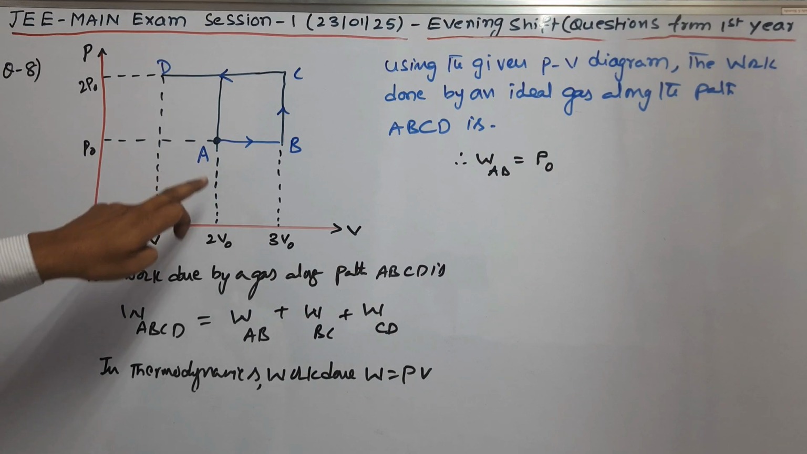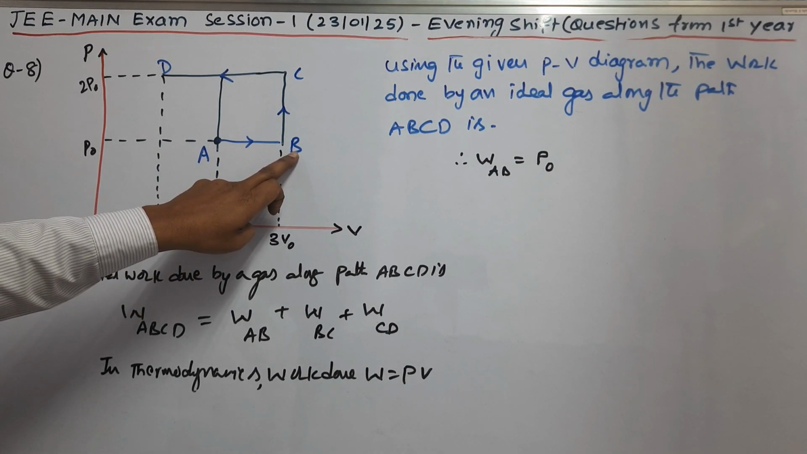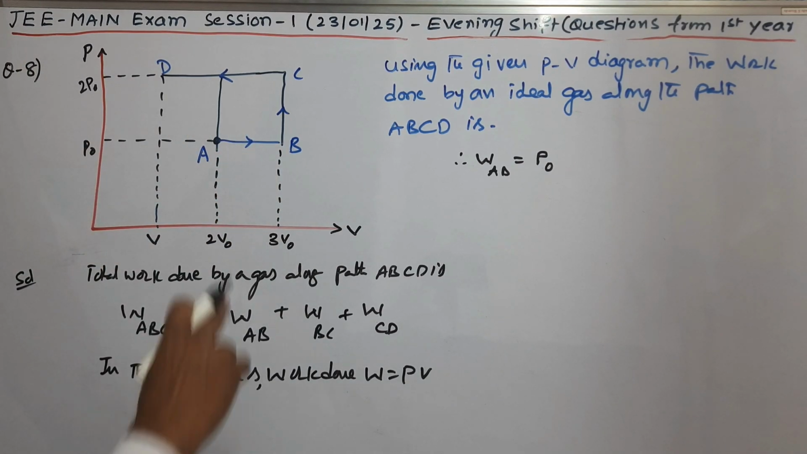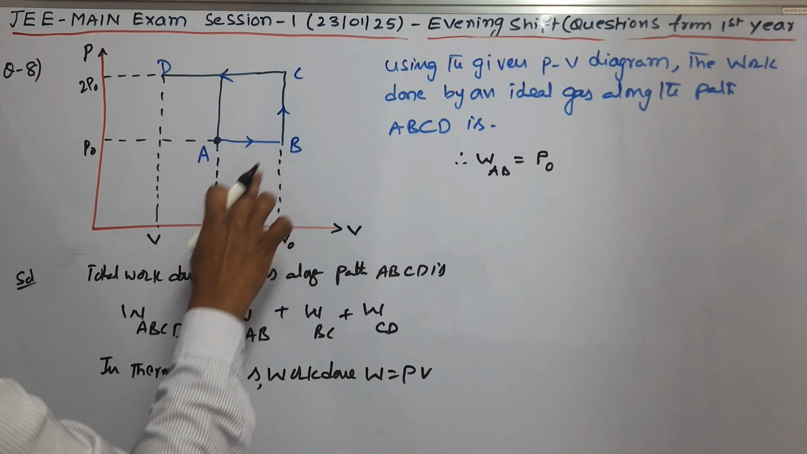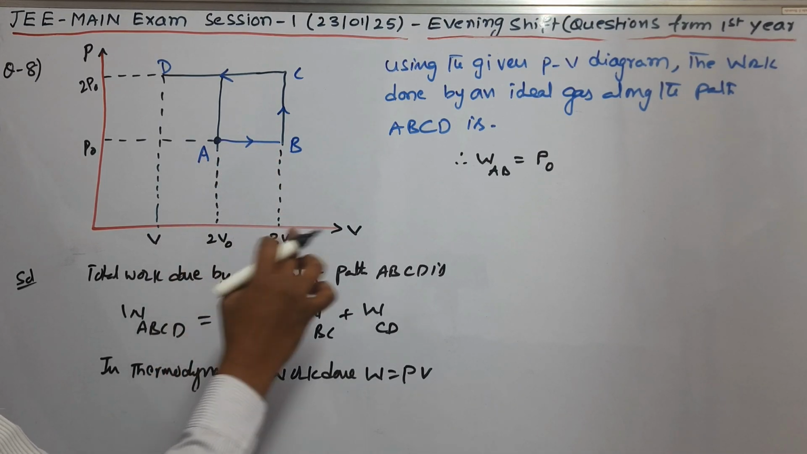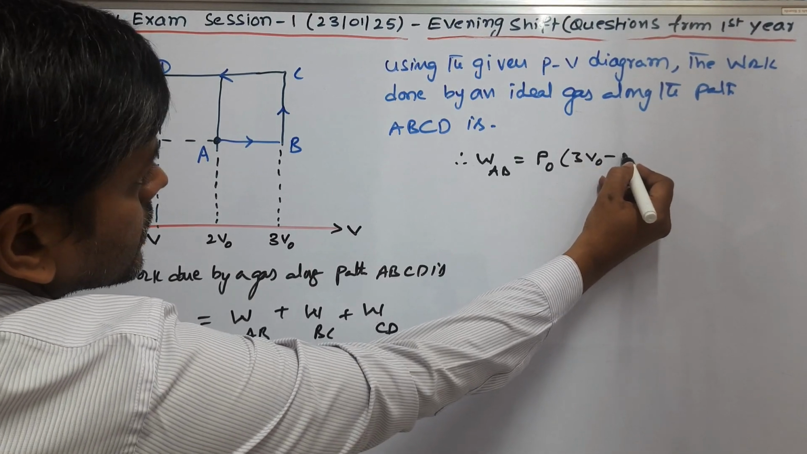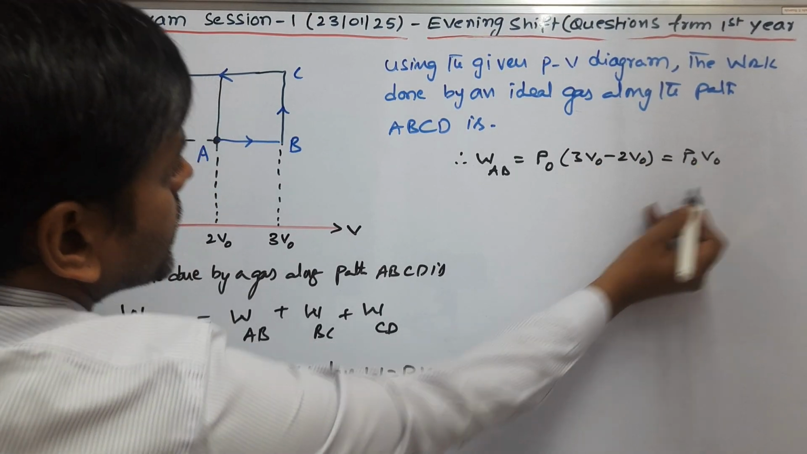What is the pressure at B? Pressure at B, P naught, it remains the same, but volume changes from 2 V naught to 3 V naught. That implies 3 V naught minus 2 V naught, which is equal to P naught into V naught.